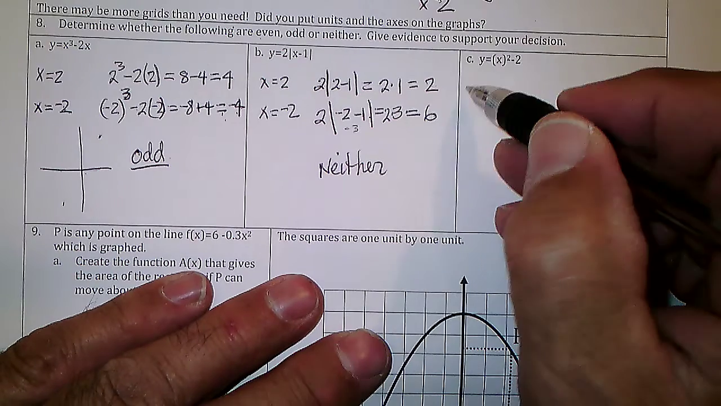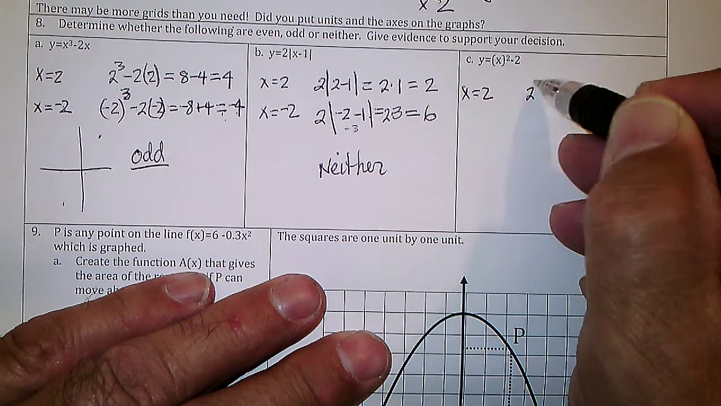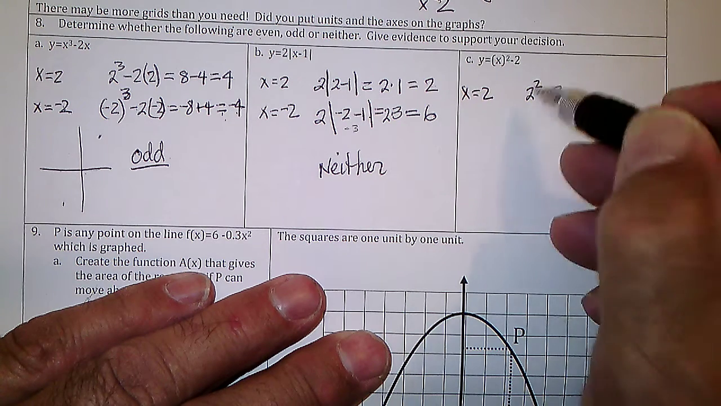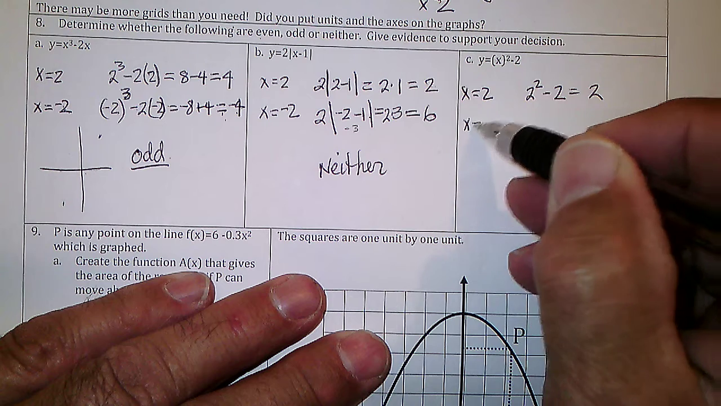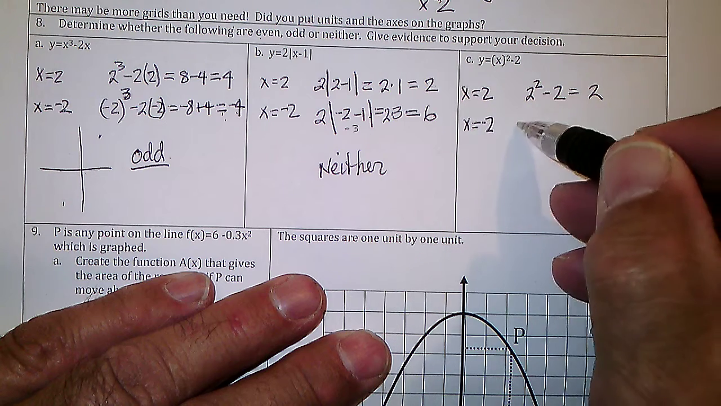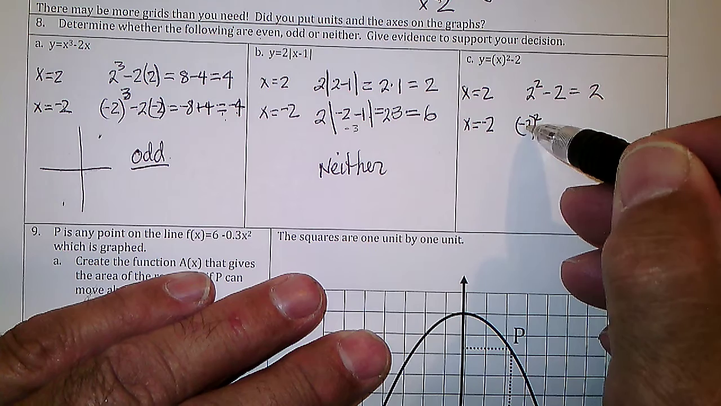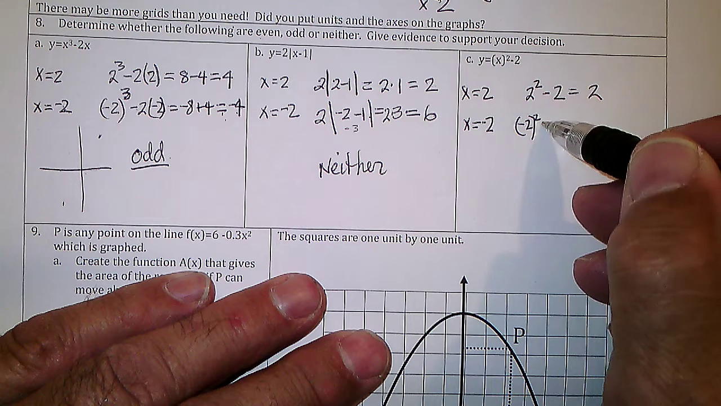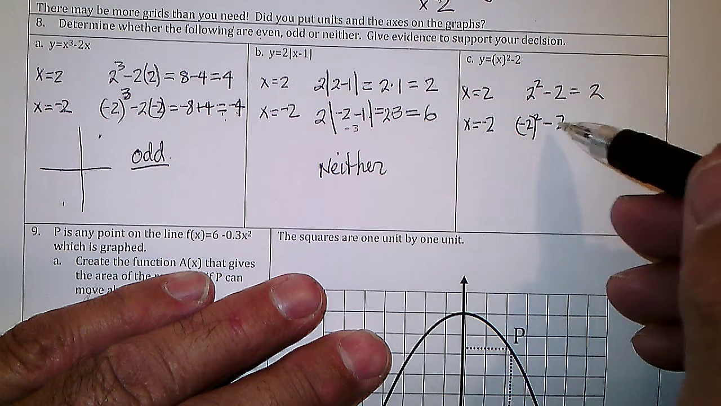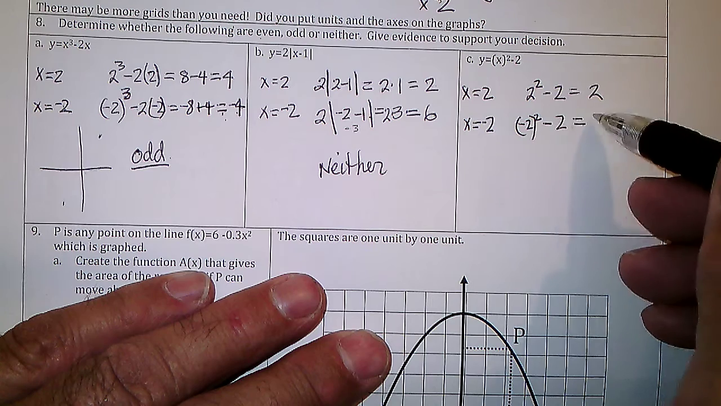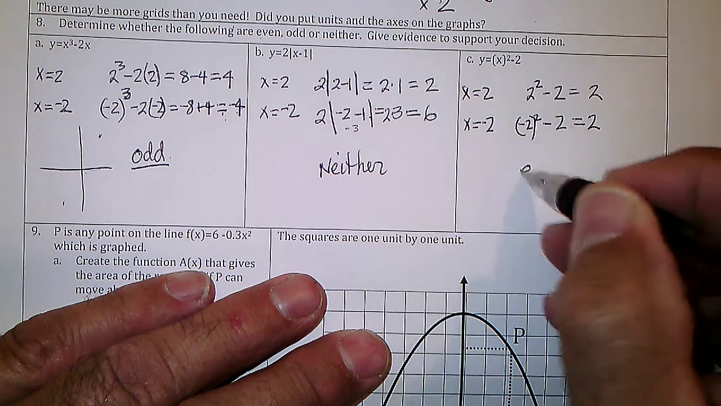And now I go to here. If I use 2, I get 2 squared minus 2. 4 minus 2 is 2. Now if I use x as -2, I get -2 quantity squared. So that's -2 times -2, which is 4 minus 2, because there's no x on that. So I get 4 minus 2, which is 2. I got the same answer. This one is even.